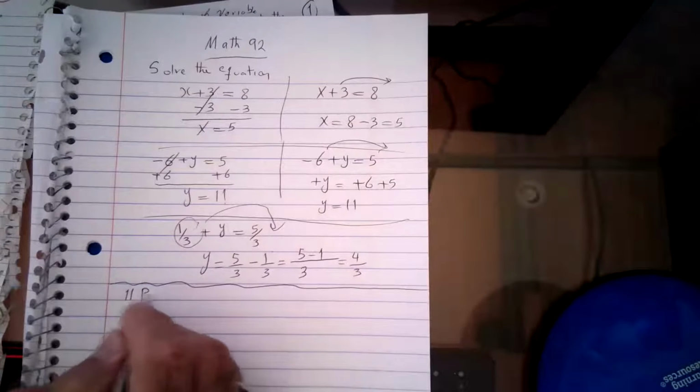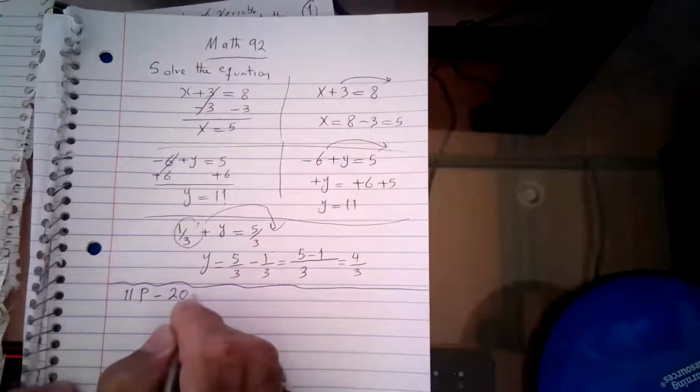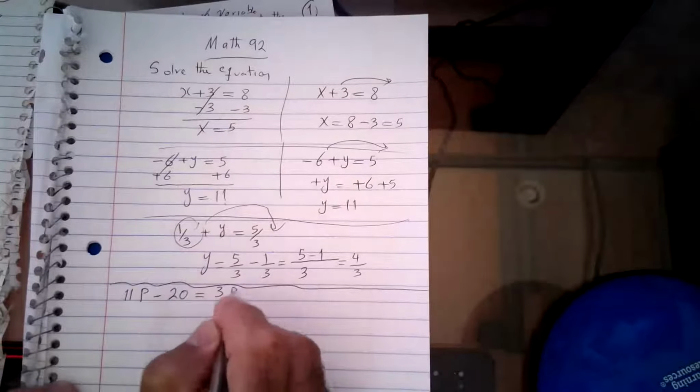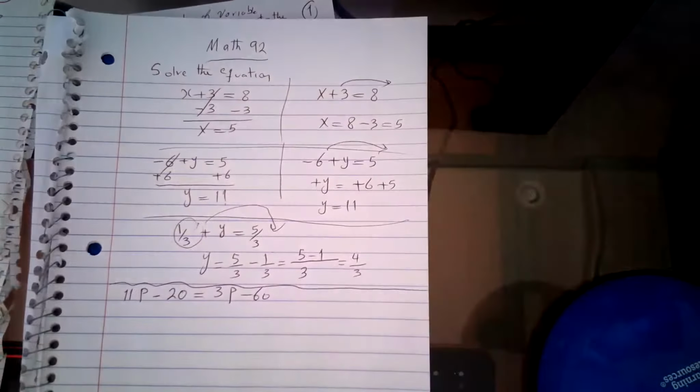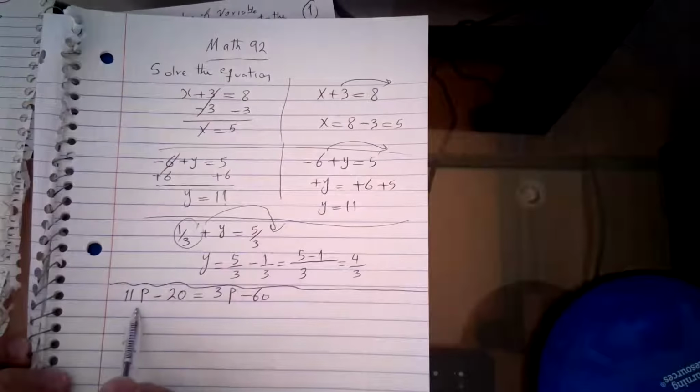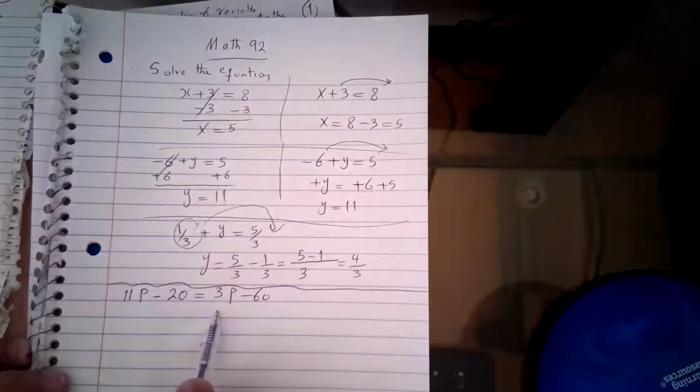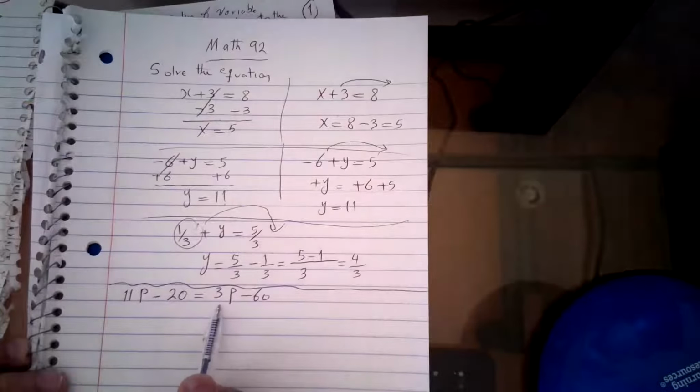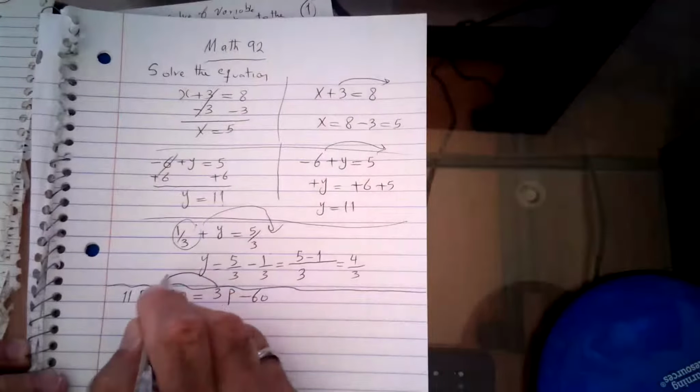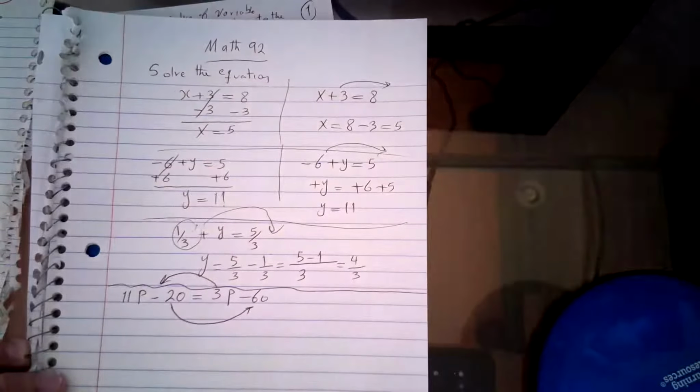11P minus 20 is 3P minus 60. So a problem like this, you have 11P on this side and 3P on this side. You always move the smaller one to the larger one. Okay, 11P is larger than 3P. So I move this to this side and negative 20 to the right.